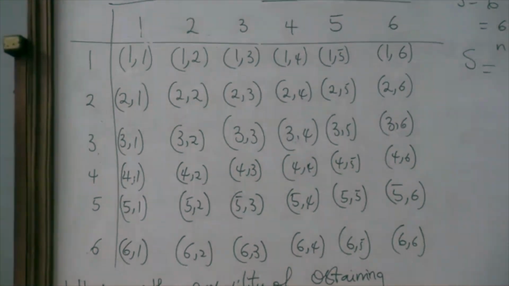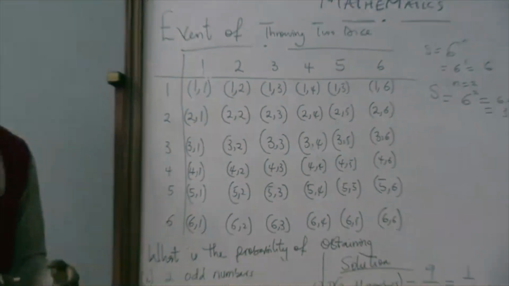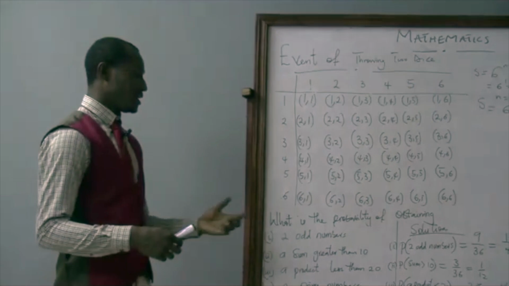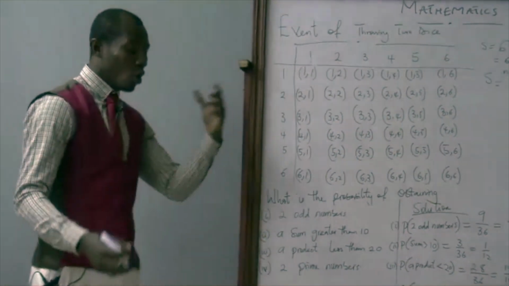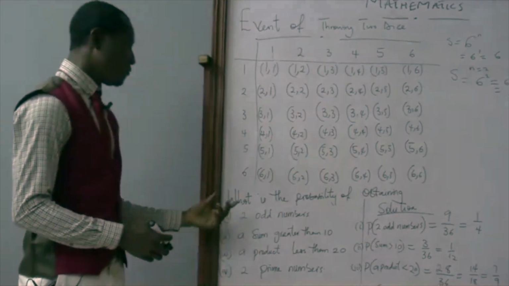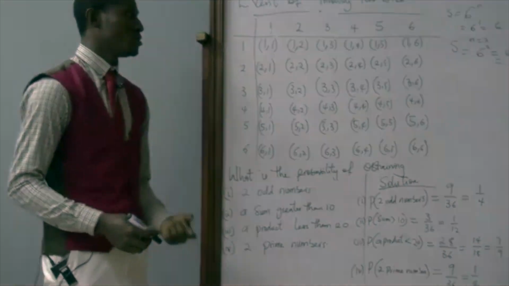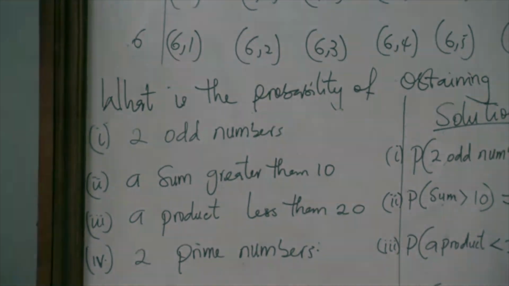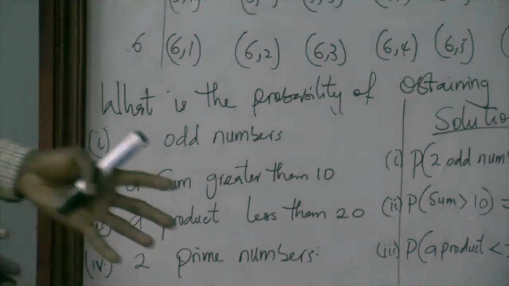So if you have now gotten the sample space, the question could go in different forms. Just like I said, these are just examples. It could come in any way. What is the probability of obtaining 2 odd numbers? That is, if I threw my dice twice, what's the probability that the numbers that appear will be odd?